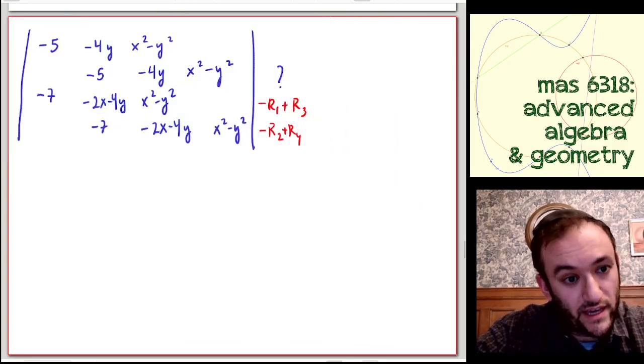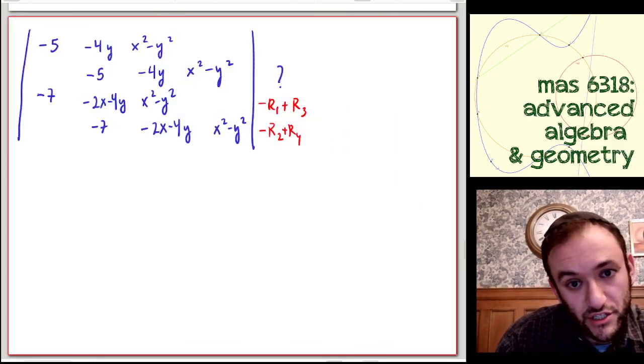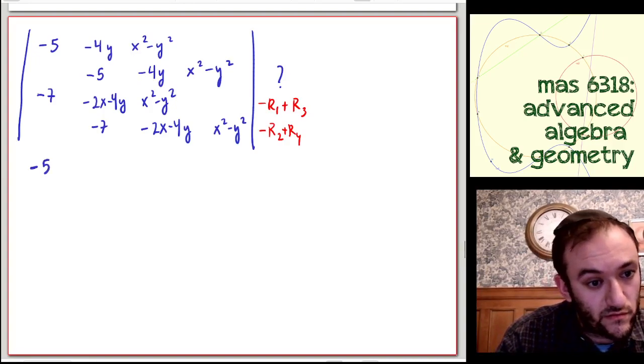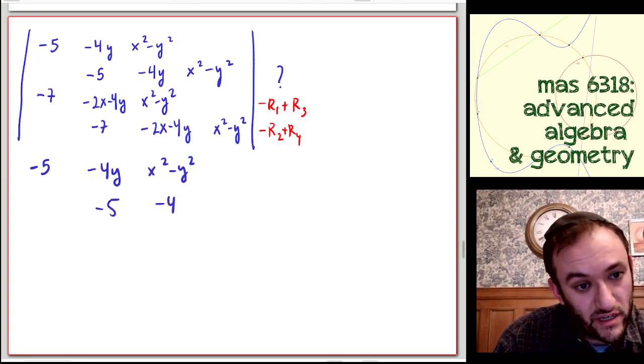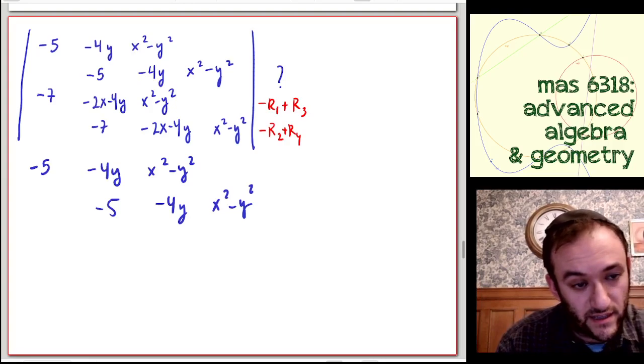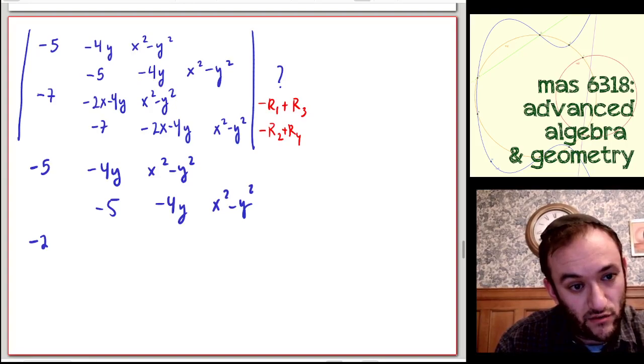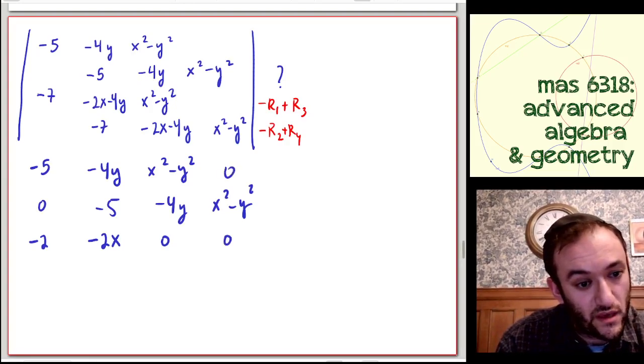Okay, we get, so the first 2 rows are unchanged: minus 5, minus 4y, x squared minus y squared, minus 5, minus 4y, x squared minus y squared. But then the next two rows change a lot. You get minus 2, and then the 4y's cancel, so we have minus 2x. X squared minus y squared cancels altogether, 0, 0. And then the same in the next row, minus 2, minus 2x, 0, 0. Okay.